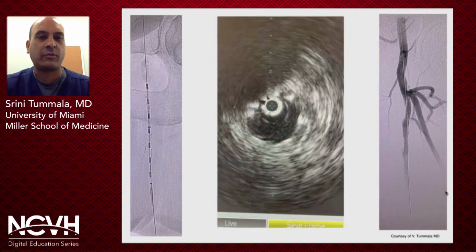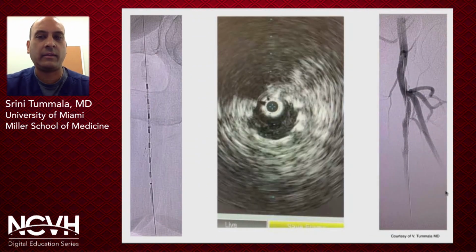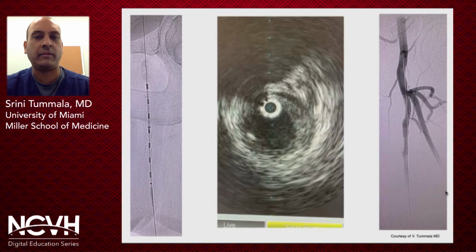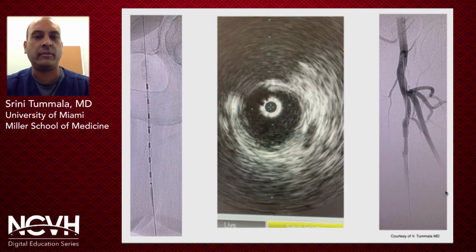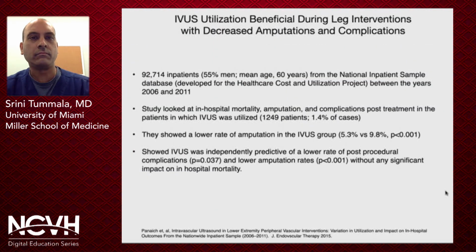As a result, tacks were placed to take care of this. And you can see now on the post-tack placement, there's resolution of the dissection flap, and there's improvement of the caliber of the artery. And again, there's the final angiogram to the right.